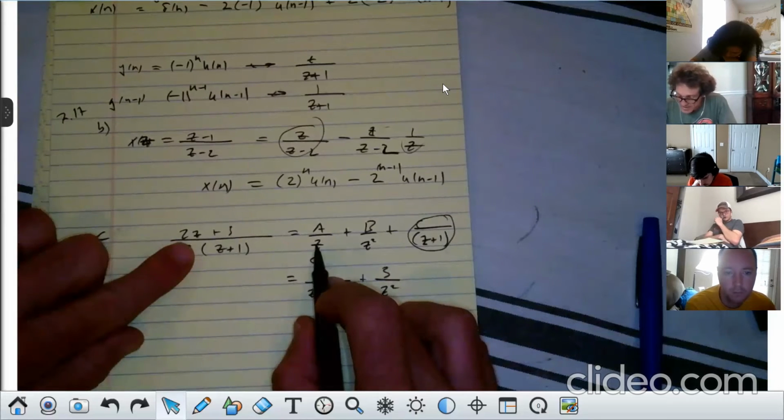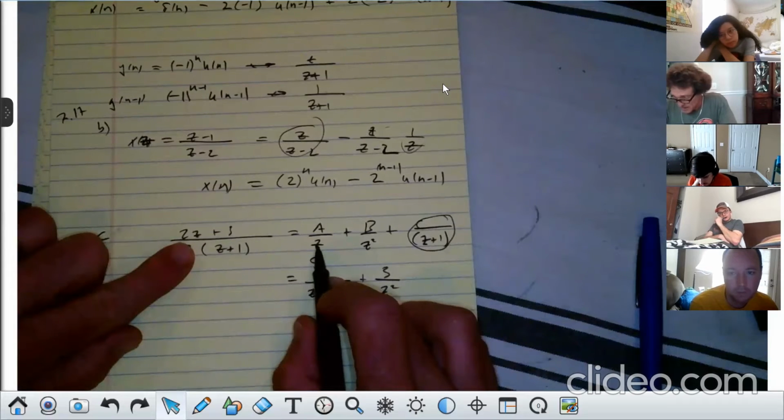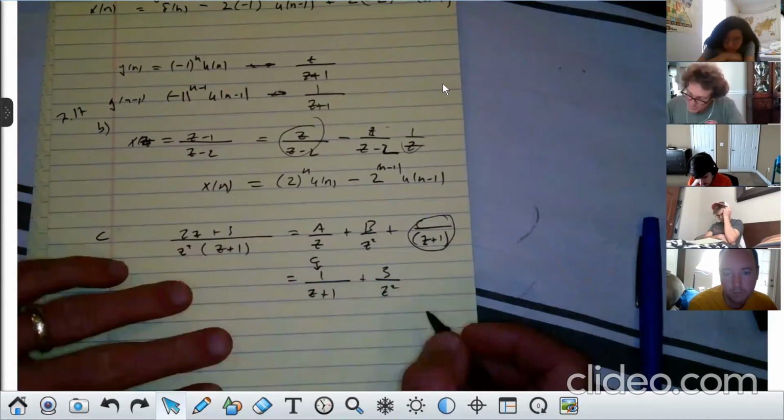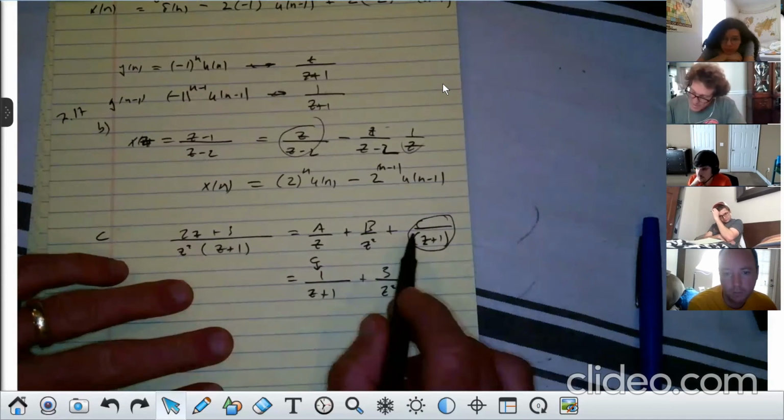Now to get this one, what you would normally do is multiply by z squared and then take a derivative with respect to z, and basically you would set it equal to a, but you would have to evaluate the pole at z equals 0. Or you could do one thing, and what would that be? Remember, we have b and c.